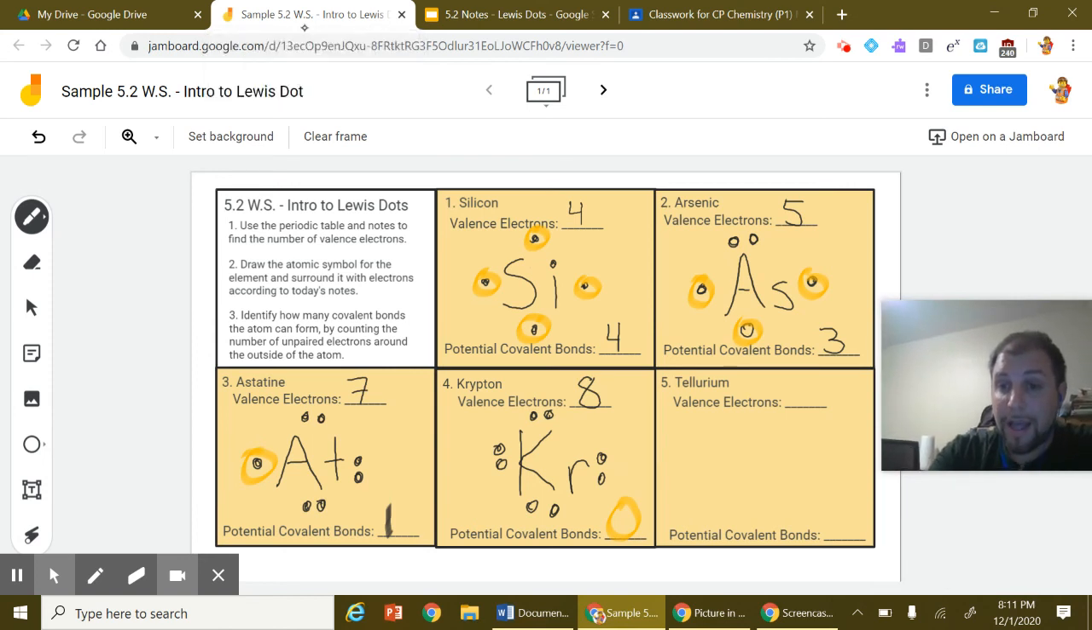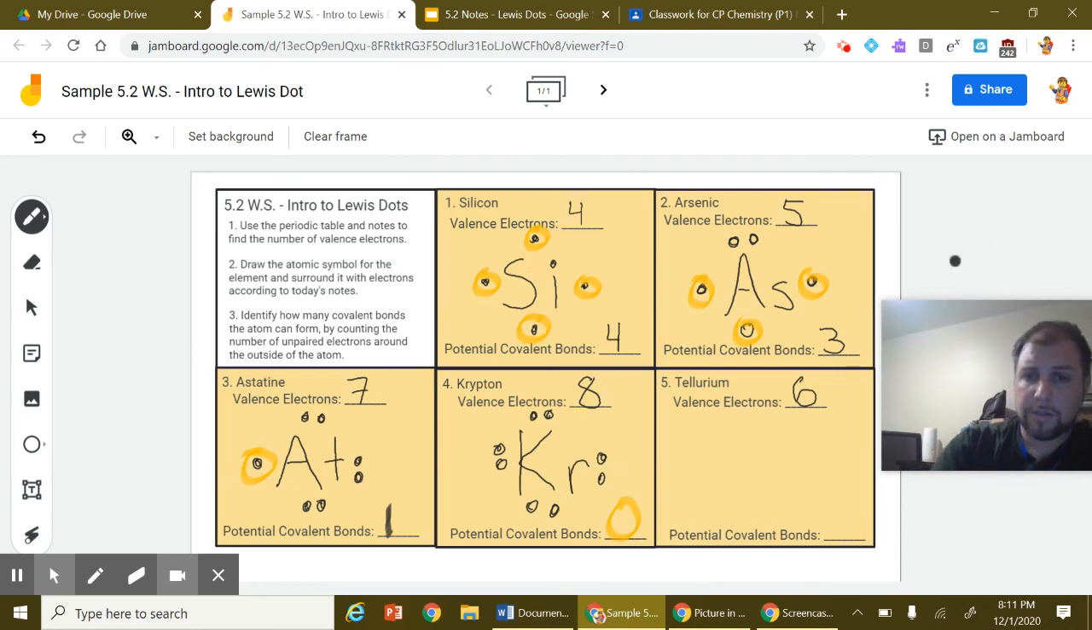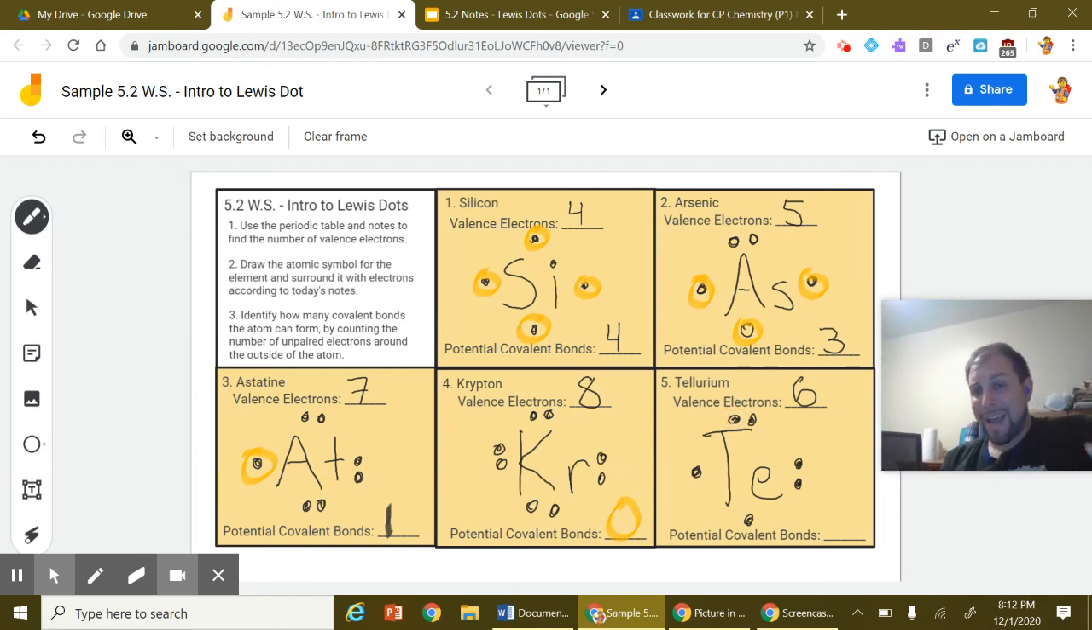So tellurium has 6 valence electrons. The symbol for tellurium, I think, was Te. I don't encounter it that often yet. Te. All right, so here we go. 6 valence electrons. 1, 2, 3, 4, 5, 6. Very much the same Lewis dot format as oxygen.